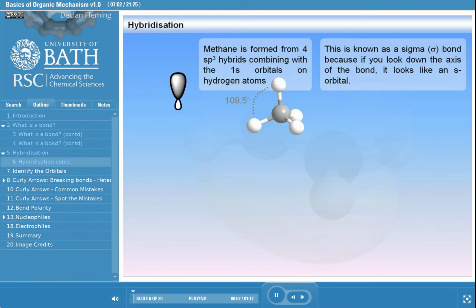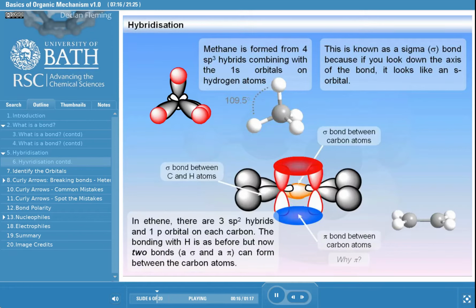Let's take a look at a couple of classic examples. Methane is formed from 4 sp3 hybrids, combining with the 1s orbitals on hydrogen atoms. We're forming 4 sigma bonds here. When we look at ethene, there is only the possibility for each carbon to form 3 sigma bonds, as that is the number of atoms it's bonding to.